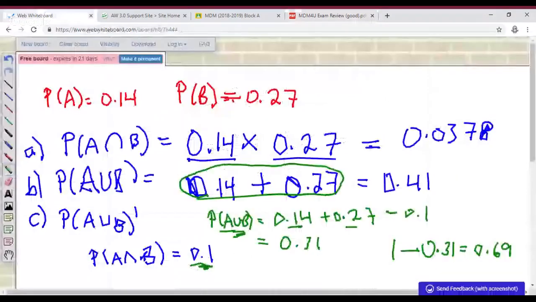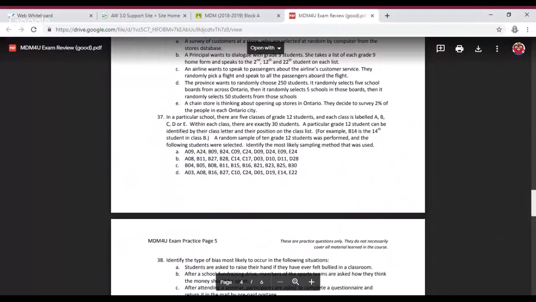Okay. Can you do 10A? Let's see what's going on here.